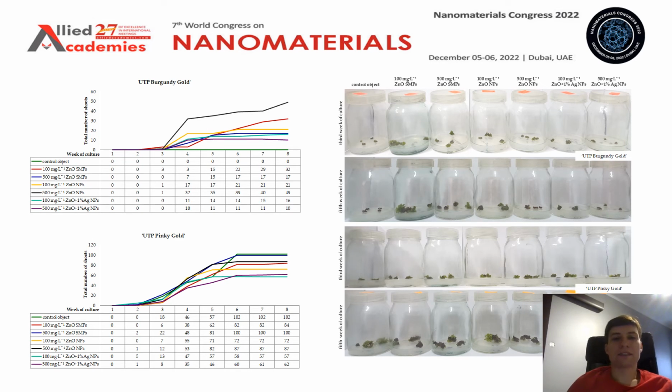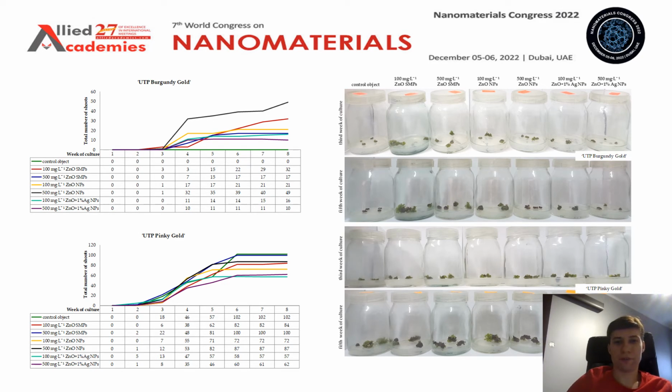But as I said, the efficiency of micropropagation depends on many factors, also on the cultivar type and on the explant used. In these figures, we can see the effect of different types of nanomaterials. This time it was silver nanoparticles, but also zinc oxide nanoparticles, and a mixture of zinc oxide nanoparticles and silver nanoparticles.